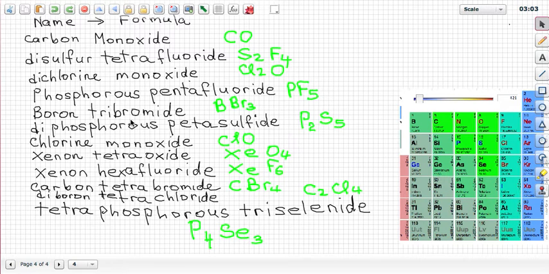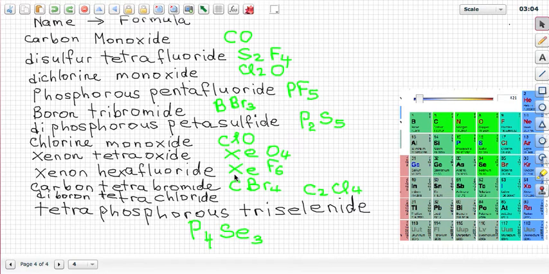Boron tribromide, symbol for boron and symbol for bromine. There are 3 bromine, so you will put subscript 3 here. Diphosphorus pentasulfide, 2 phosphorus, 5 sulfur. Again, symbol for phosphorus is here and symbol for sulfur is right here, S. Chlorine monoxide, 1 of each, so ClO. Xenon tetraoxide, xenon, 4 oxygen.